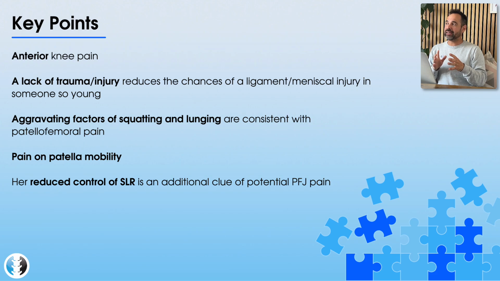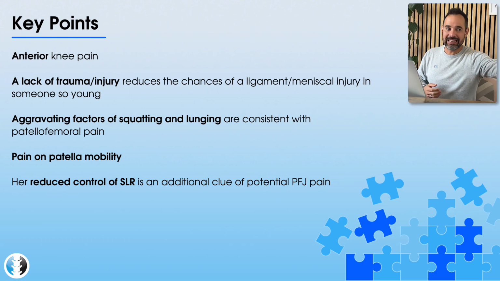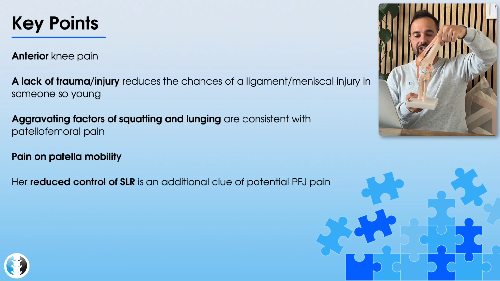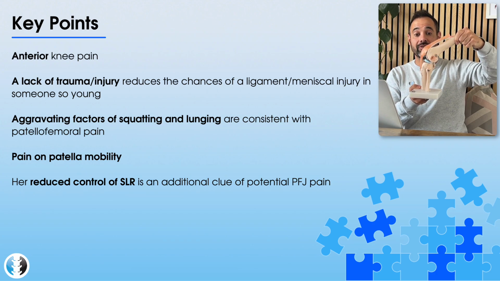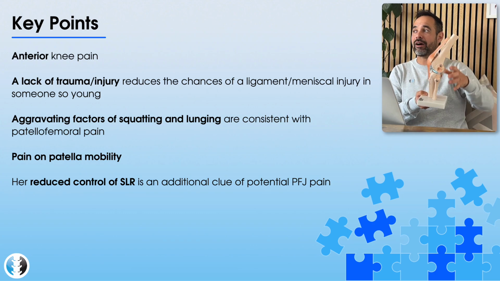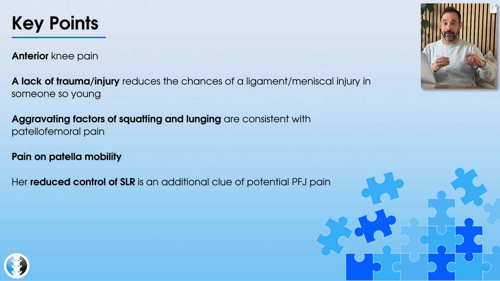And also, when we think about some of the other different features of her exam which can be consistent with patellofemoral pain, number one, the squatting and lunging being sore for her. So why is that? Well, if I grab my knee model here, we can talk about it. So the patellofemoral joint engages at around about 20 to 30 degrees. As you can see here, when I go from 0 degrees to around 30 degrees of flexion, that's when the patella sits in the patellofemoral joint. So if we think about movements like squatting and lunging, that situation where we go from full extension towards flexion, we start to move the patella in the patellofemoral joint, and that's what aggravates her symptoms.